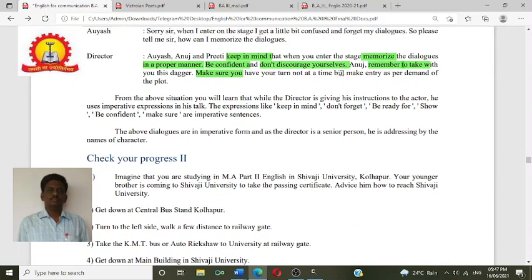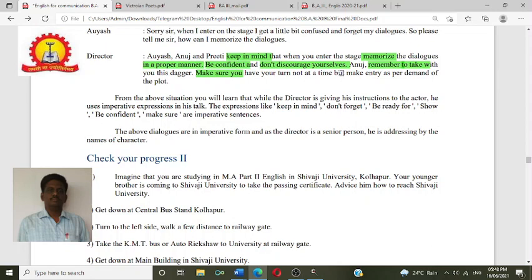So, from the above situation, you will learn that while the director is giving his instructions to the actor, he uses imperative expressions in his talk. I have already screened a video about imperative expressions. He is giving instructions, and in instructions, we are supposed to ask them to do something. So when we are asking someone to do something, we use imperative expressions.